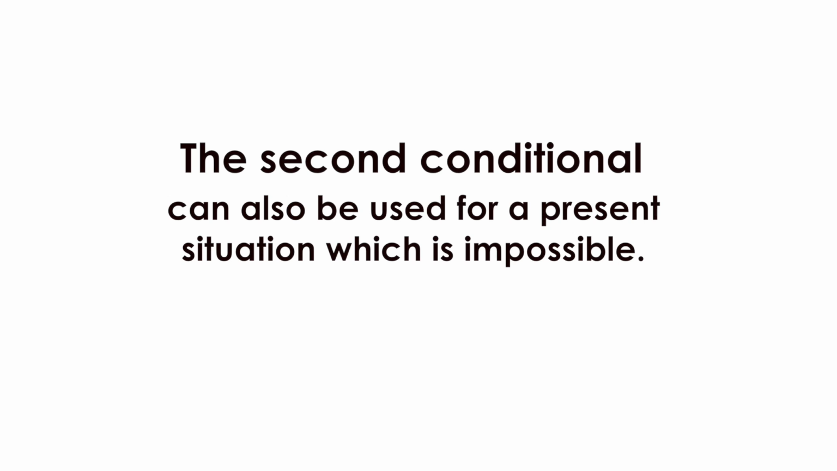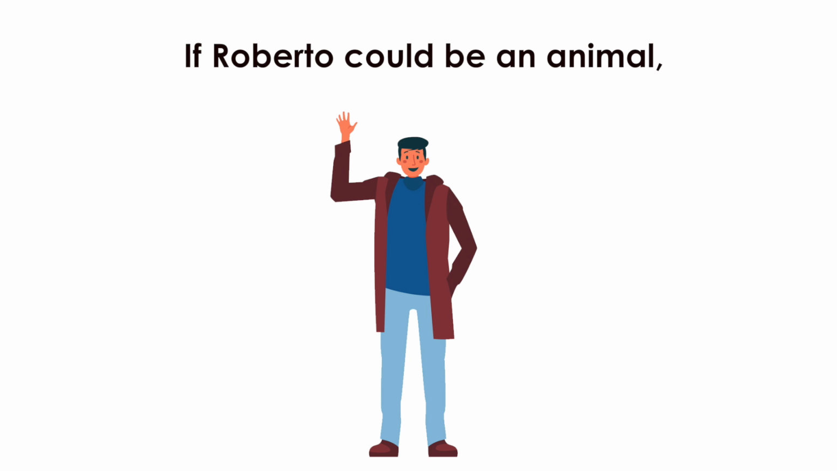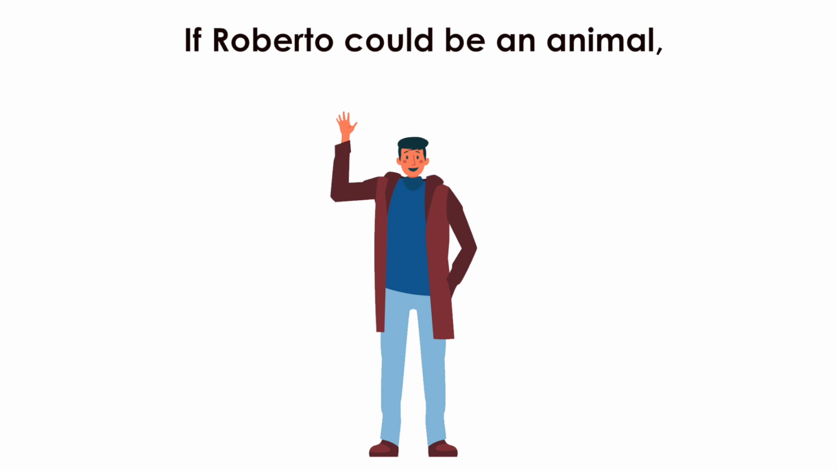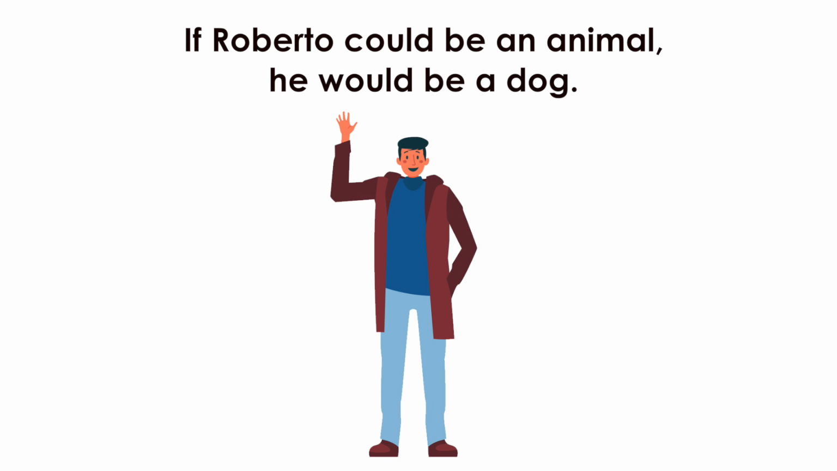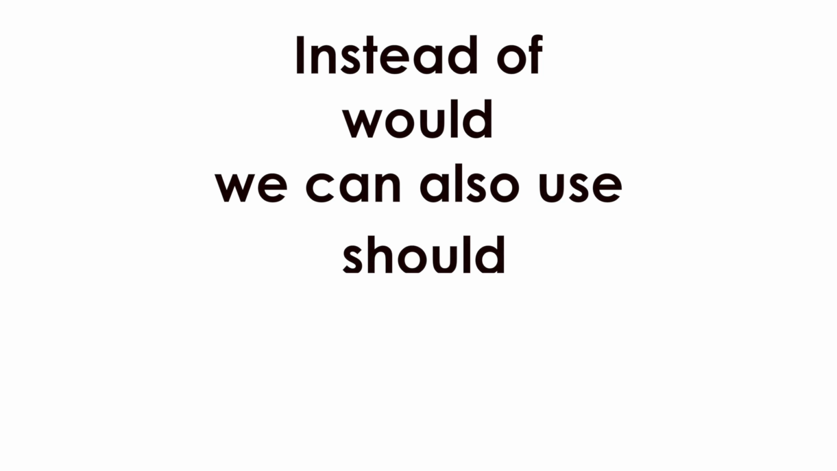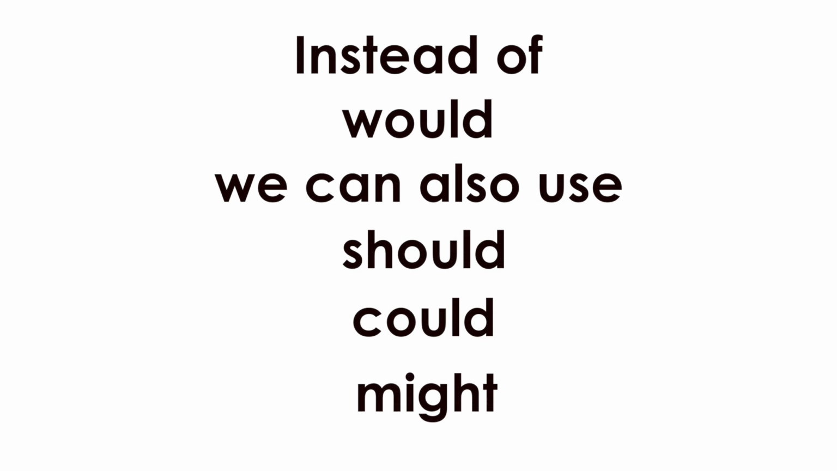The second conditional can also be used for a present situation, which is impossible. For example, if Roberto could be an animal, he would be a dog. This is impossible. Instead of would, we can also use should, could, or might.